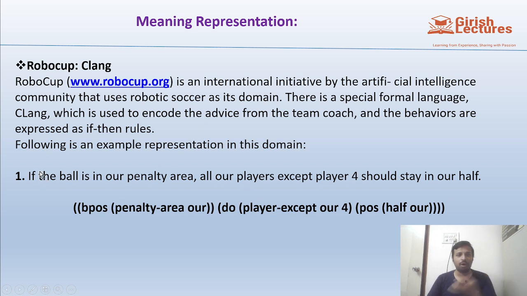Generally, if you take RoboCup soccer, for example: if the ball is in our penalty area, all our players except player 4 should stay in our half. This is how the RoboCup command will work. It is going to take the penalty area as one of the keywords to identify, as per the soccer challenge, and also the player except player 4. This is something it might consider as part of your soccer challenge.